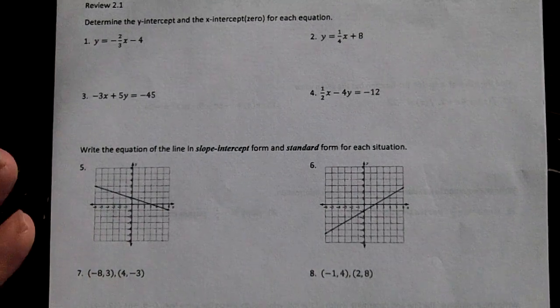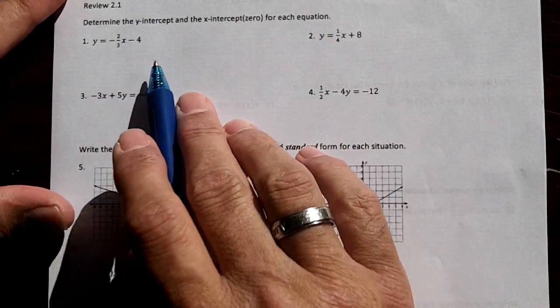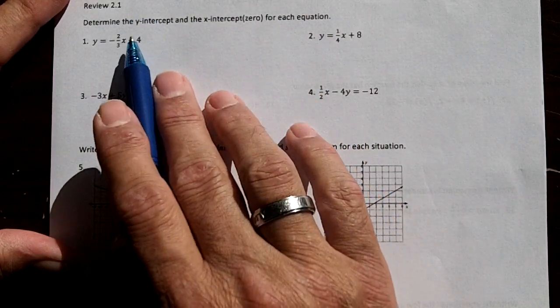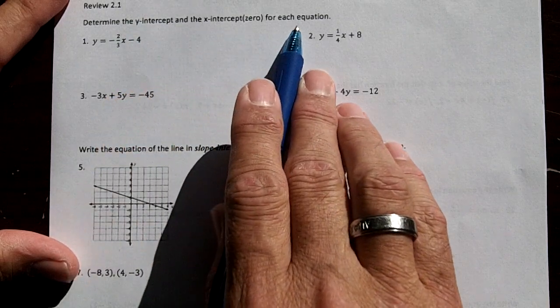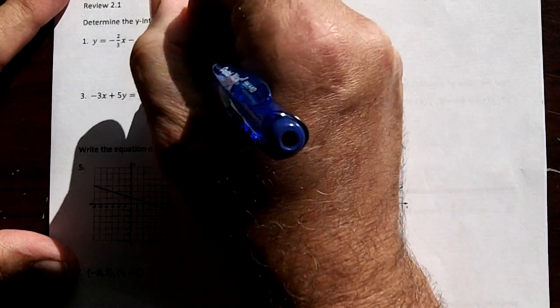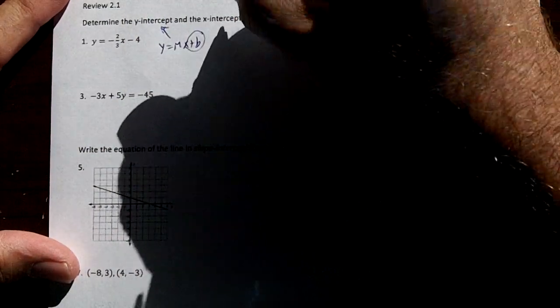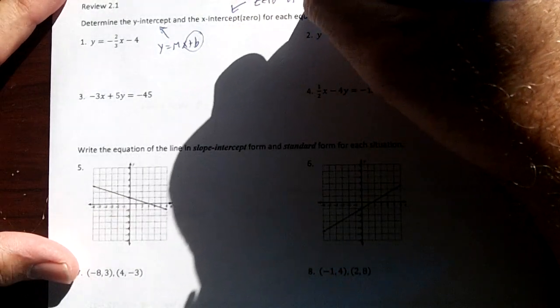Okay, this is the second 6 weeks first test review. It's about graphing lines, linear functions. Determine the y and x intercepts for each function. Remember, your y-intercept is going to be y equals mx plus b. That's your y-intercept. The x-intercept is known as a zero or a root.